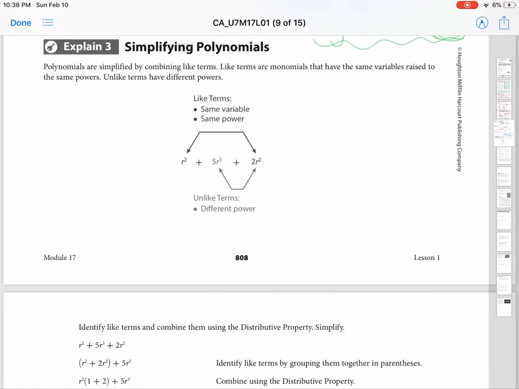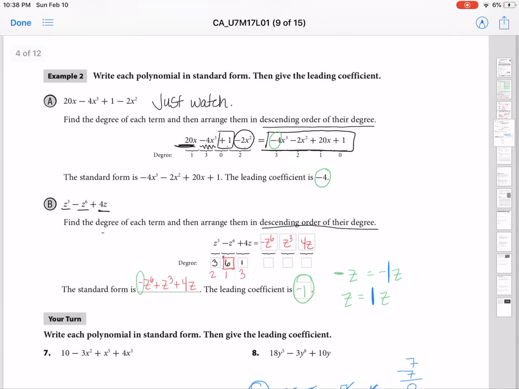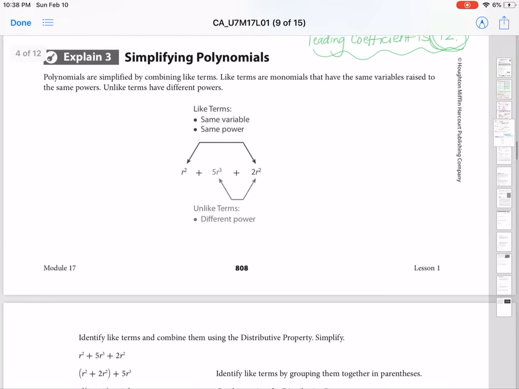So the last part of 17.1 that we are going to look at is simplifying polynomials, which is explain 3. So we're going to be looking at page 808 and 809. So I'm going to go back. We're going to find explain 3 again. And so we're actually just going to simplify polynomials. So polynomials are simplified by combining like terms.